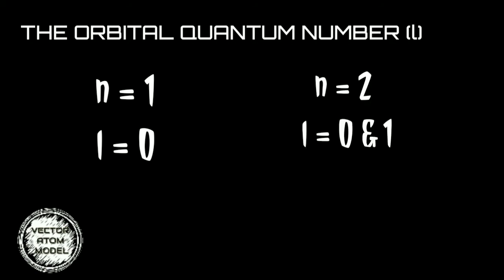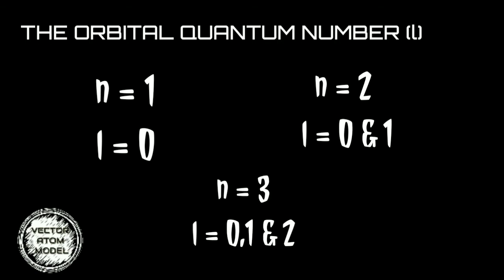l can have a total of n values. Thus, for n equal to 1, l can have only one value, that is 0. For n equal to 2, l can have two values, 0 and 1. For n equal to 3, l can have the values 0, 1 and 2, and so on. n gives the principal shell while l gives the possible orbital shapes or subshells.